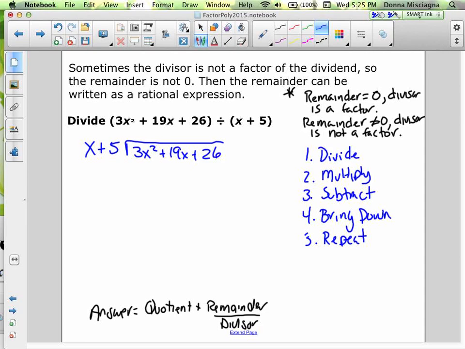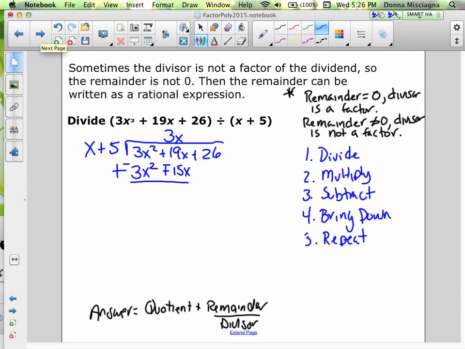So what would I have to multiply x by to get 3x squared? I'd have to multiply it by 3x. 3x times x is 3x squared. 3x times 5 is 15x. And then we subtract, which means to add the opposite.